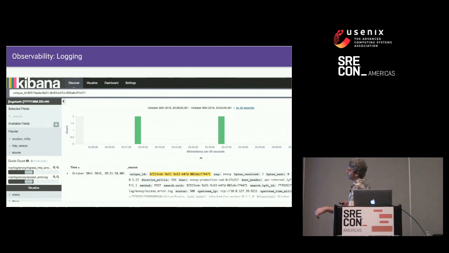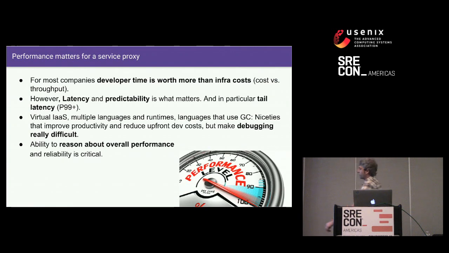And then from there, we have devs who can go in and they can basically search on a particular request ID, or they can search on all kinds of different things. So let's talk briefly about perf.